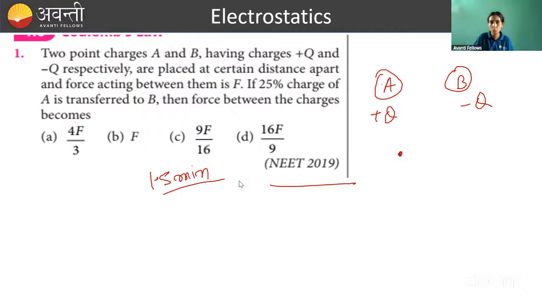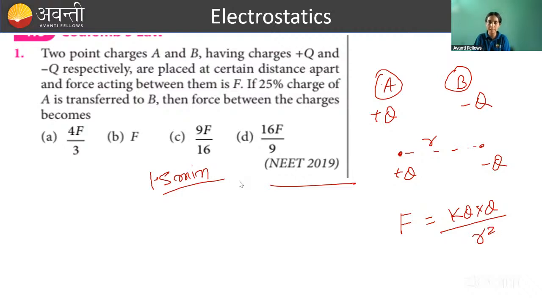So here there are 2 point charges. One is plus Q, minus Q. Let's say they are at certain separation R. And it is said that force acting between them is F. So F is equal to KQQ by R square. Negative sign I'm not writing because that will decide the direction. So magnitude wise, it will be KQ square by R square here.